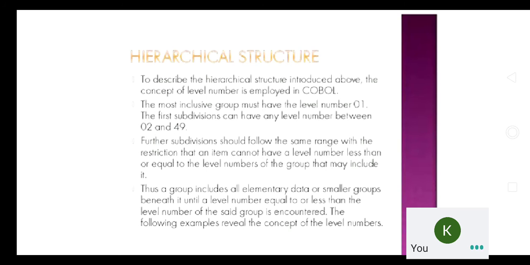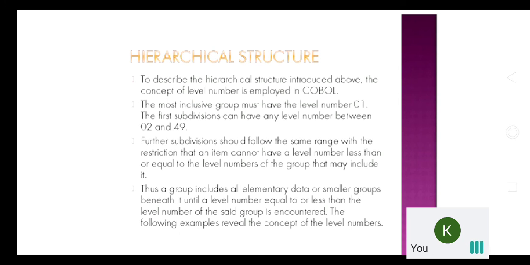See here in the example, day, month and year have the level number 02, where the date, the group data item, has the level number 01. So here the most inclusive group is date, which has the least level number, 01, the low level number, whereas day, month and year have the higher level number, 02.